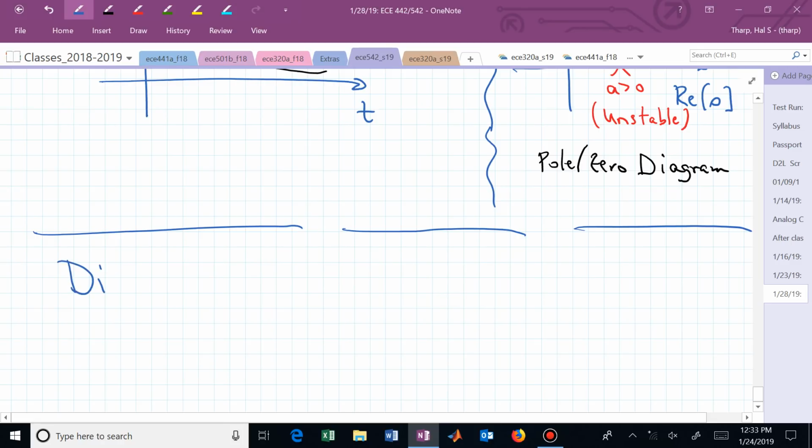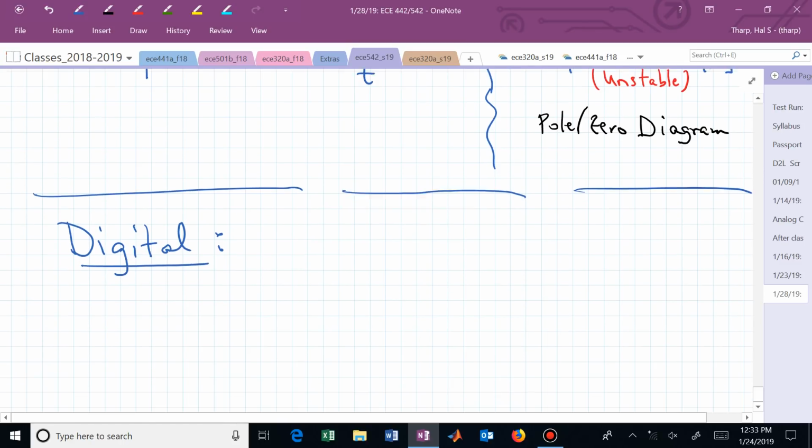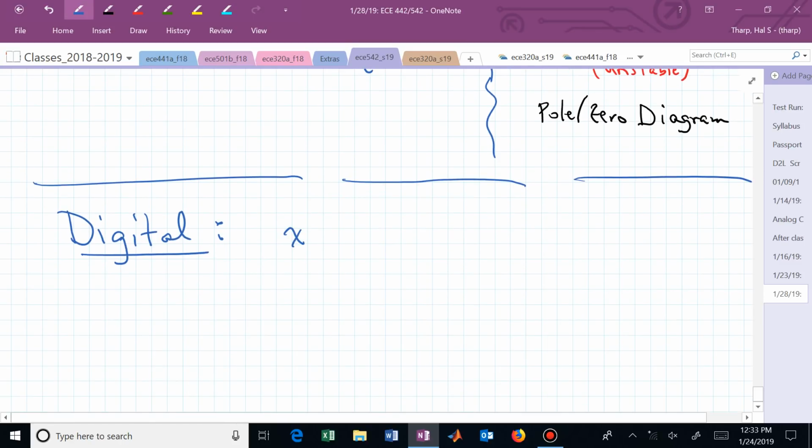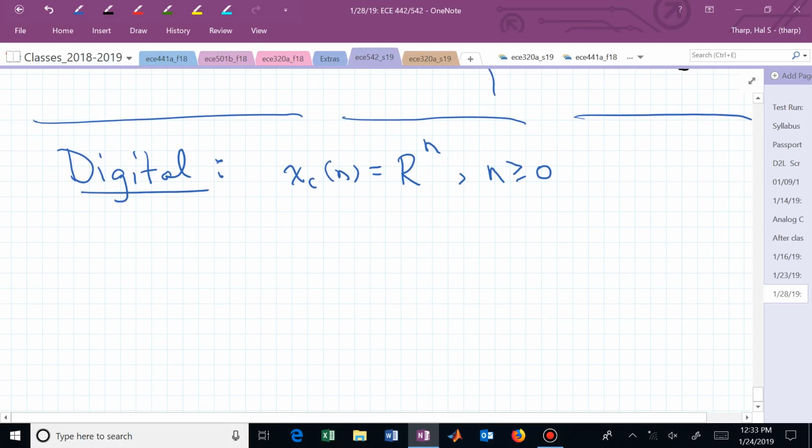Let's see what that looks like when we are dealing with a discrete time version of that, or the digital exponential waveform. That we can now say is this x sub c of n, which is r to the n for n greater than or equal to 0. Again, we'll just look for n greater than or equal to 0, or this one-sided exponential to begin with.